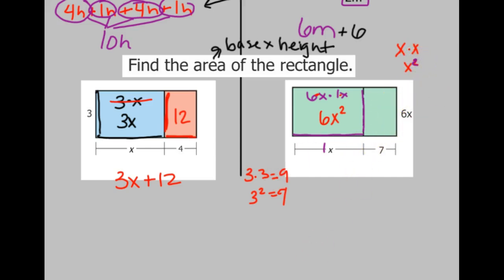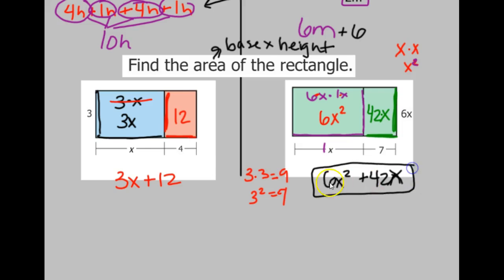And then over here on our next rectangle, our base is 7 and our height is 6x. Well, 6 times 7 is 42, and there's an x. It's touching, or multiplied. So our answer to this one would be 6x squared plus 42x. And this is our answer because we can't combine these. This x is squared and this one is not.